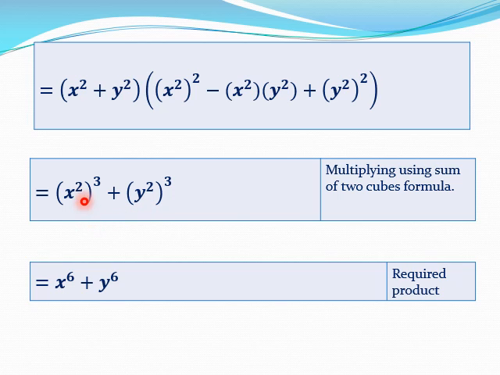After simplification we get the cube of x², which becomes x⁶, plus the cube of y², which becomes y⁶. This is not the required factors. These are the product. So this is the product of the given expressions.